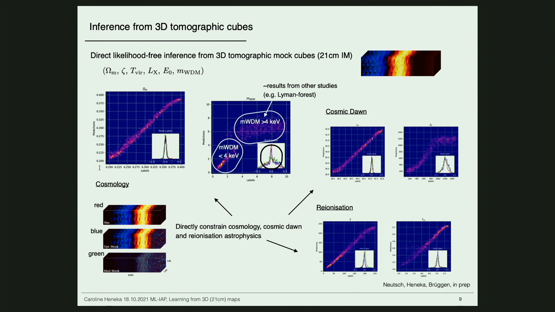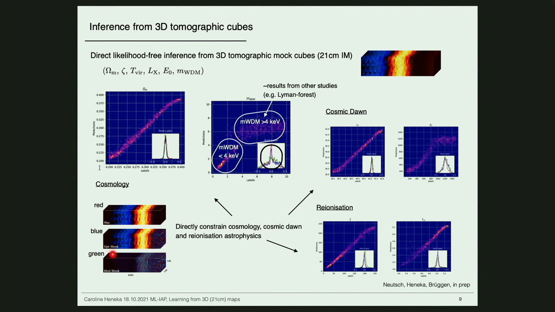Warm dark matter turns out to be the tricky one, but this is also in line with what we find in other studies. For example, the Lyman alpha forest, where warm dark matter for higher masses becomes more and more similar to CDM, to a cold dark matter universe, and gets harder and harder to distinguish. So we can't really measure the higher masses anymore. For lower masses, we have a good recovery, but for higher warm dark matter masses, we basically cannot recover the exact mass values anymore.